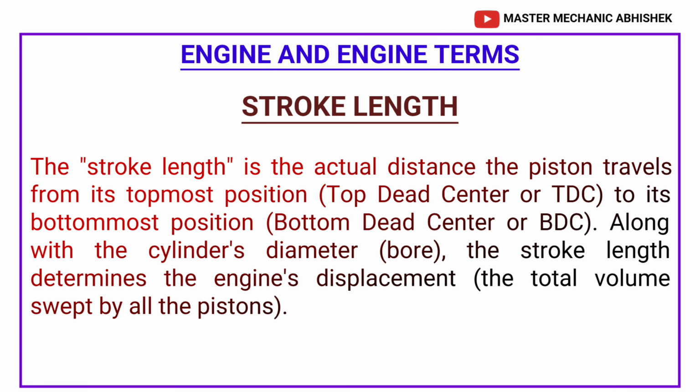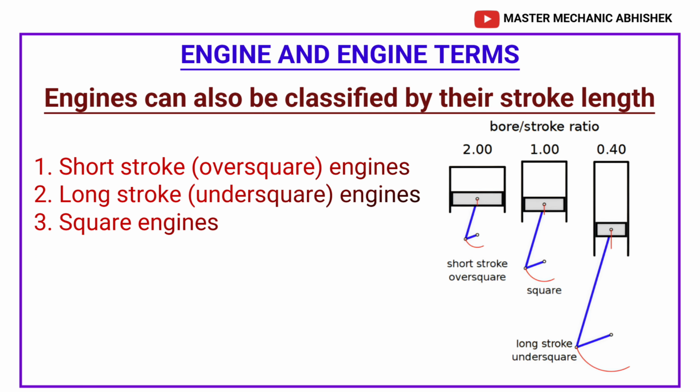Now let's see the stroke length. The stroke length is the actual distance the piston travels from its topmost position, top dead center or TDC, to its bottommost position, bottom dead center or BDC. Along with the cylinder's diameter, bore, the stroke length determines the engine's displacement, the total volume swept by all the pistons. Engines can also be classified by their stroke length: short stroke over-square engines, long stroke under-square engines, and square engines.